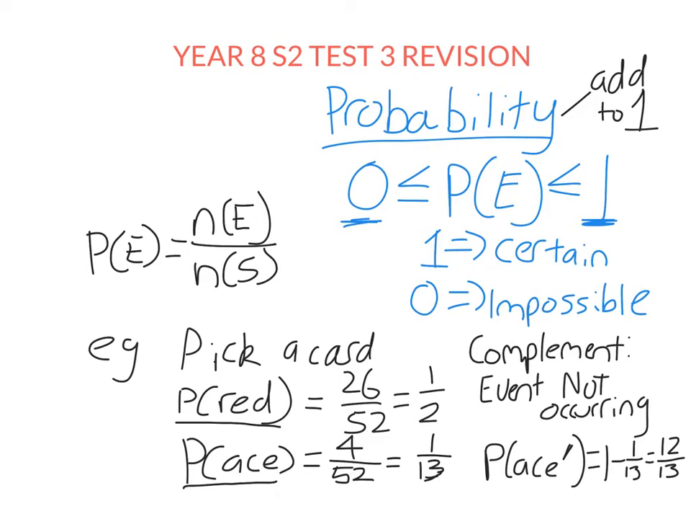Okay, we're going to look at the other things we did in probability now: Venn diagrams and two-way tables.